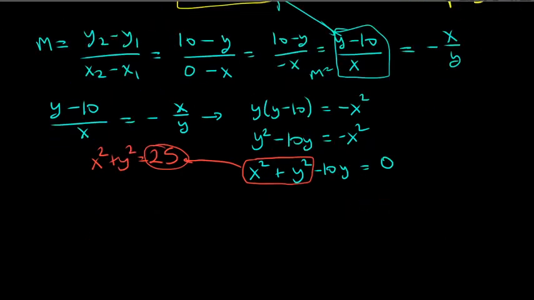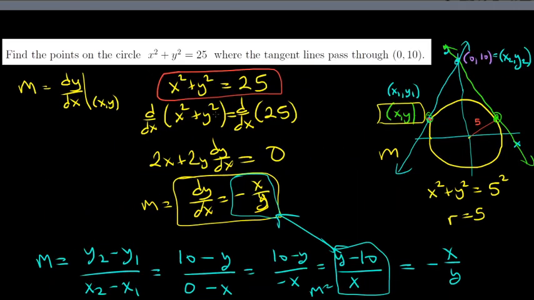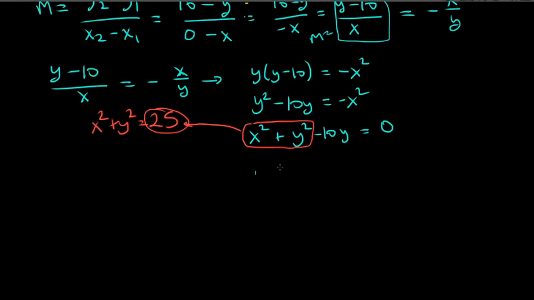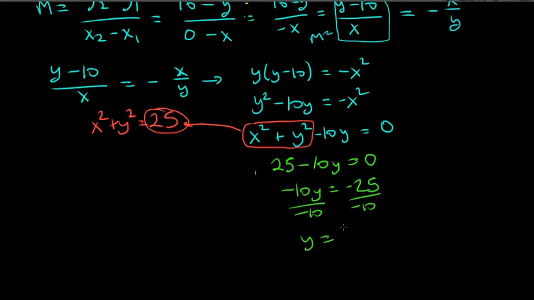See that? So we can replace x squared plus y squared with 25 anywhere we see it because it's on the circle. Right? So this is just going to be 25 minus 10y equals 0. And now we can find y, right? Divide by negative 10. Y is going to be 25 over 10. Or if you prefer, 2.5 or 5 over 2.